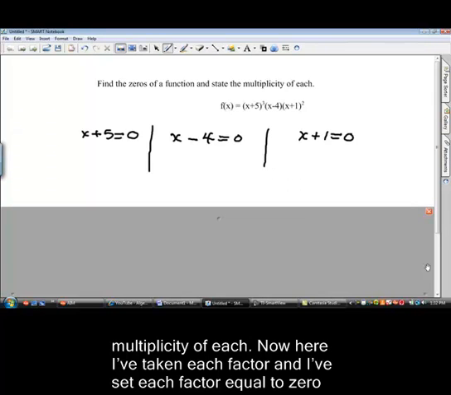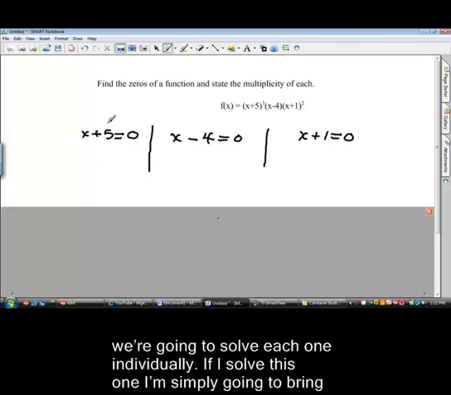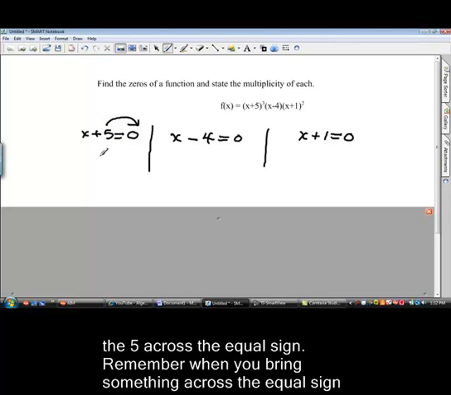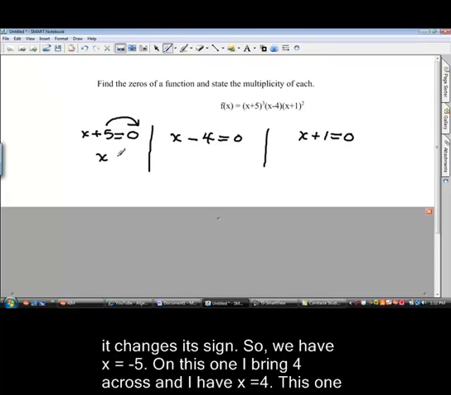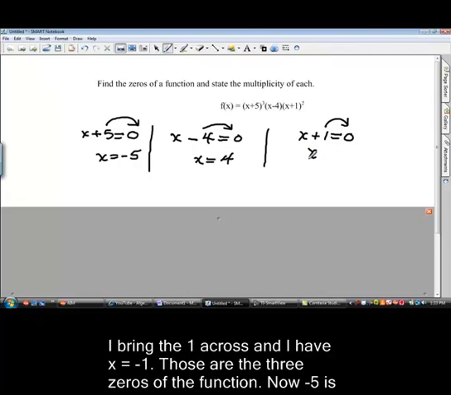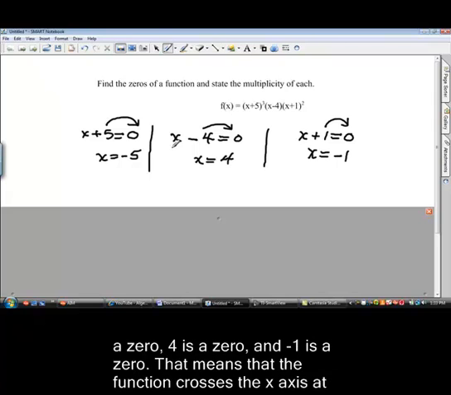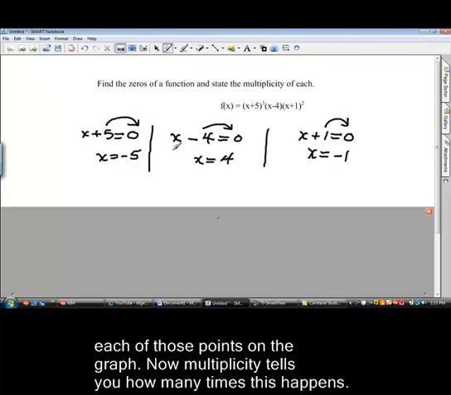Now here I've taken each factor and set each factor equal to 0. So we're going to solve each one individually. If I solve this one, I'm simply going to bring the 5 across the equal sign. Remember, when you bring something across the equal sign, it changes its sign. So we have x equals negative 5. On this one, I bring the minus 4 across, and I have x equals 4. This one, I bring the 1 across, and I have x equals negative 1. Those are the three zeros of the function. Negative 5 is a 0, 4 is a 0, and negative 1 is a 0.